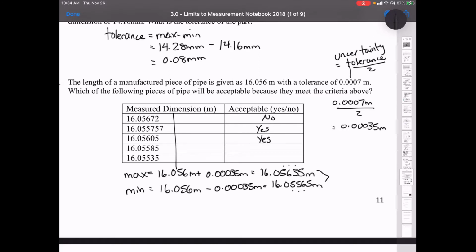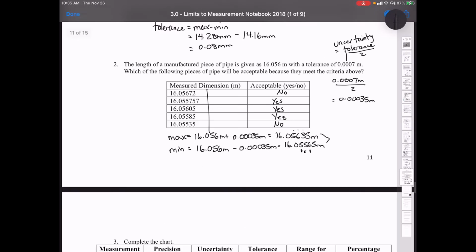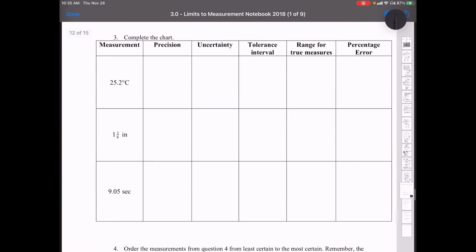And then we have 16.05585. That's above our minimum, so that would be a yes. And then 16.05535 is less than our minimum, so that would be an unacceptable value. All right, next one here. Basically, we're just going to go through and fill everything in based on what we have here.